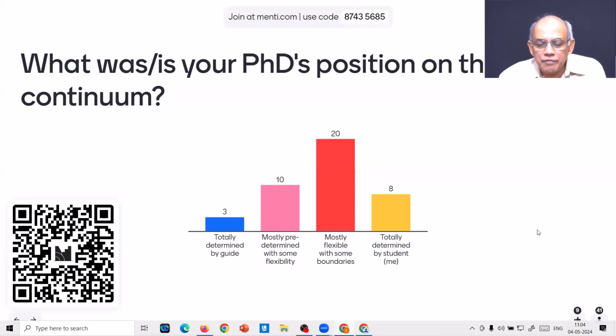So as you can see from the graph, most guides fall in this area of mostly flexible with some boundaries, or sometimes it is mostly predetermined with some flexibility, right? So very rarely do we find people who are at the absolute extreme of either of the continuum.